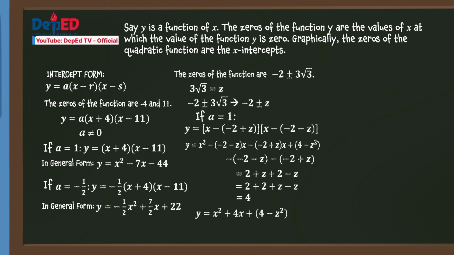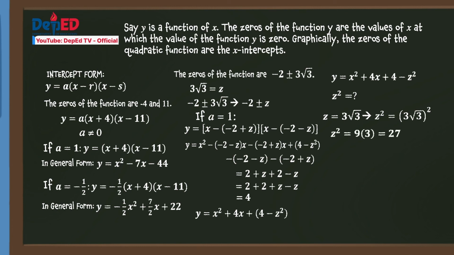Since the binomial enclosed in the parentheses is preceded by a plus sign, we may just remove the parentheses without reversing any sign. So, y is equal to x squared plus 4x plus 4 minus z squared. What is the value of z squared? Recall that we let 3 square root of 3 be equal to z. Therefore, z squared must be equal to the square of the quantity 3 square root of 3. And z squared must be equal to 9 times 3, or simply 27.